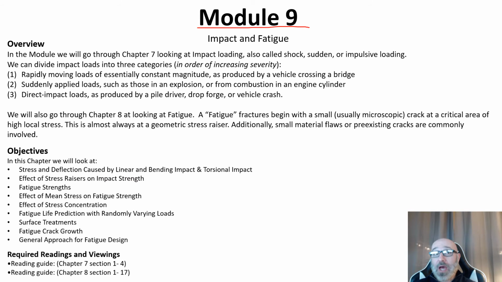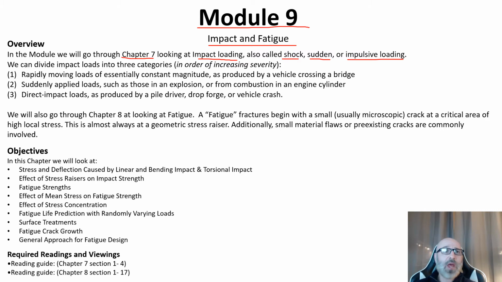Within our Module 9, we're going to take a look at impact and fatigue. So an overview of what we're going to be looking at in this module is we're going to go through Chapter 7, taking a look at impact loading, which is also known as shock, sudden, or impulsive loading. Now we can divide impact loads into 3 different categories, and we'll sort them in the order of increasing severity.